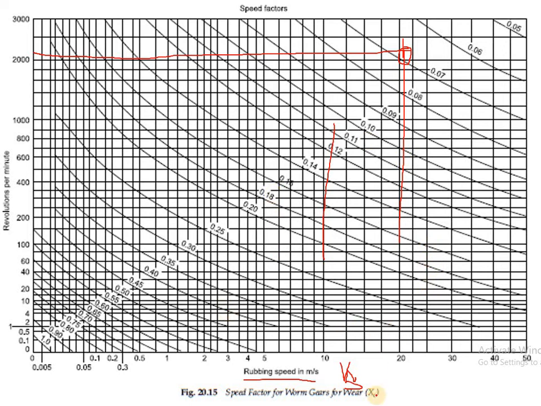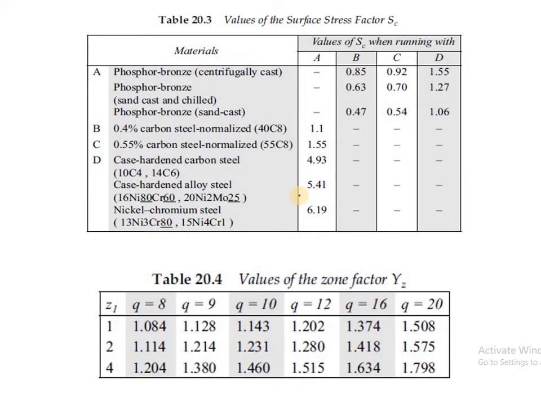So this is a method to find XC1. Similarly, you can find XC2. Vs will be constant, but speed will vary. So N2 will be, suppose N2 is somewhere over here, 200. So this is the line of 200. This is the point of intersection. You have to see the nearest curve, this is the nearest curve, 0.1. So that will be the value of XC2.